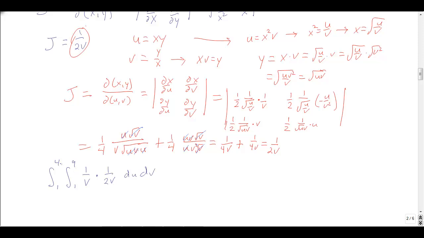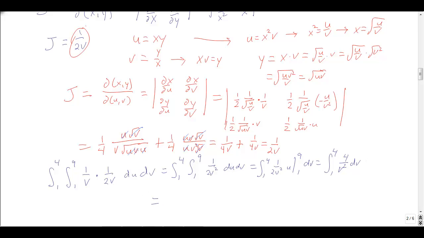And now this is a really straightforward integral. So I have 1 to 4, 1 to 9, of 1 over 2v squared, du dv. So this is 1 to 4. I just get 1 over 2v squared times u when I integrate with respect to u, from 1 to 9, dv. I'm going to get 9 minus 1, that's 8. So I'm going to get 8 over 2, I'm going to get 4 over v squared dv.